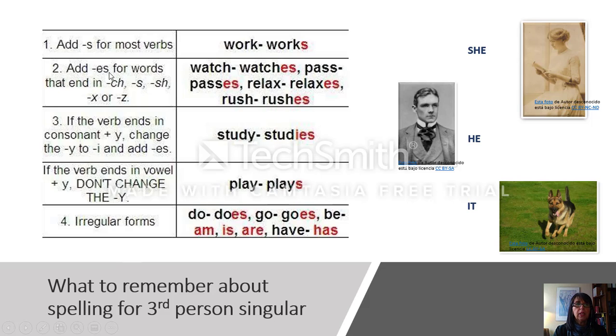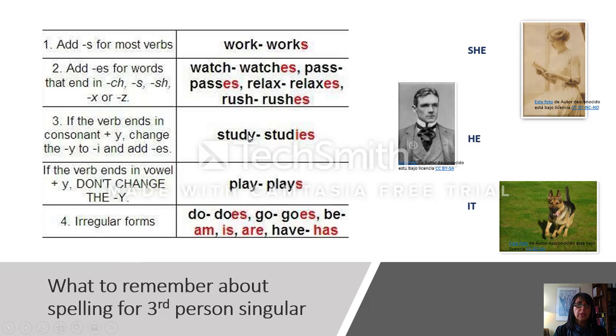Whenever you have ch, s, sh, x, or z, you are going to add es. So watch becomes watches, pass becomes passes, relax, relaxes, and rush, rushes. Let's go to the third option.